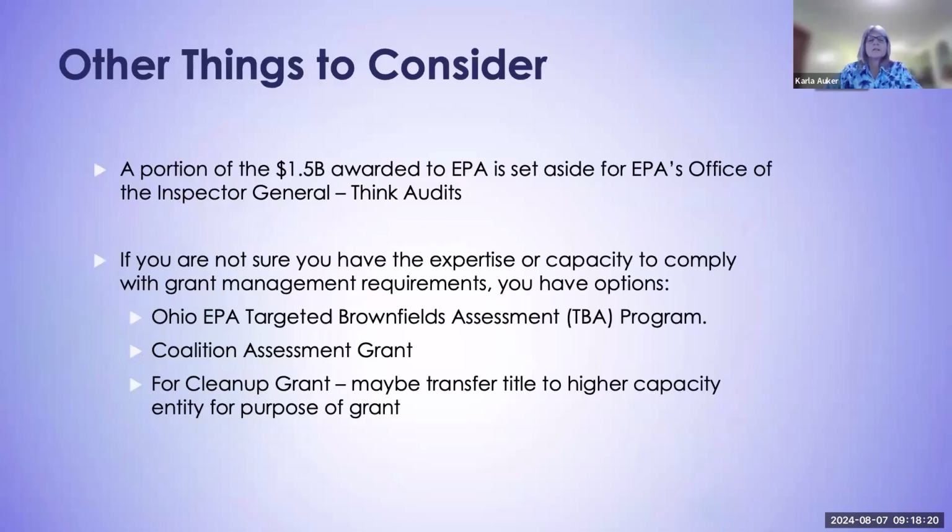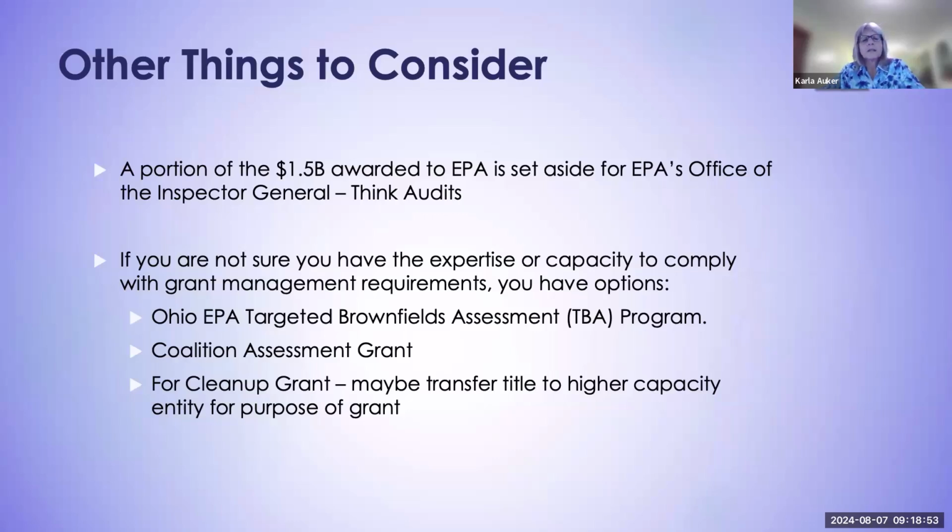Okay, a few other things to consider if you're thinking about applying for a US EPA grant. Just remember, a portion of the $1.5 billion that was awarded to EPA for the Brownfields program has been set aside, and it was set aside in the statute, for the Office of Inspector General. If you get a grant and it's funded with infrastructure law money, there's a much higher chance that you're going to be audited than if you're funded using regular appropriations. So, think about the audits.